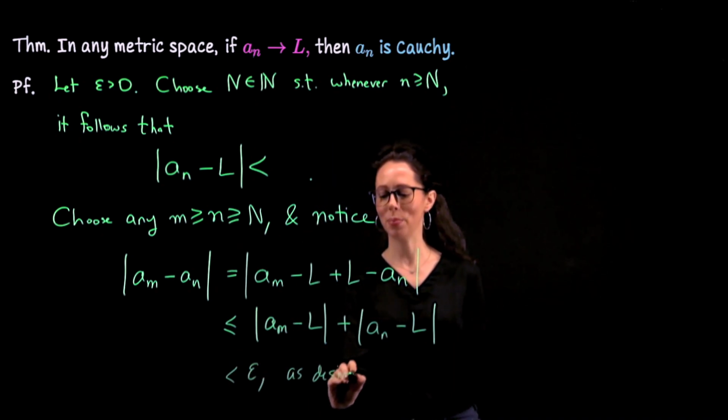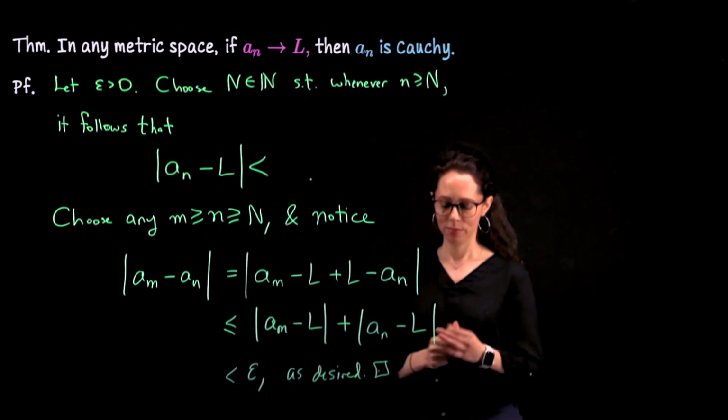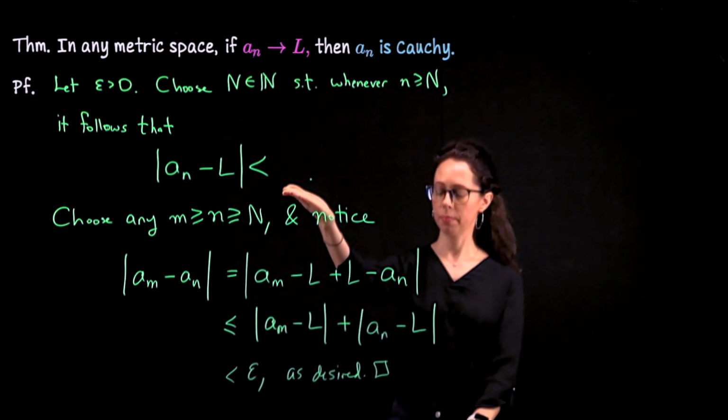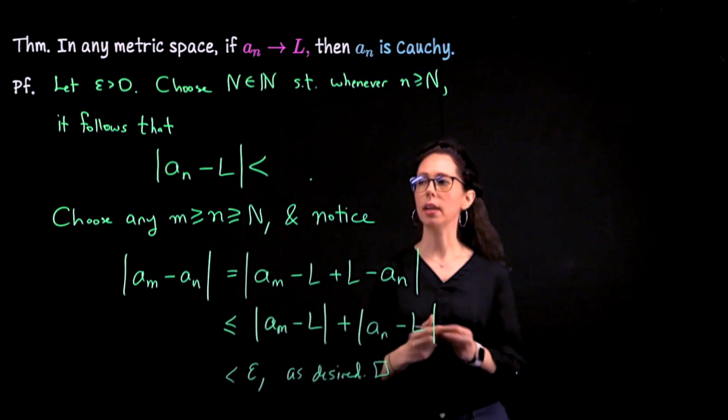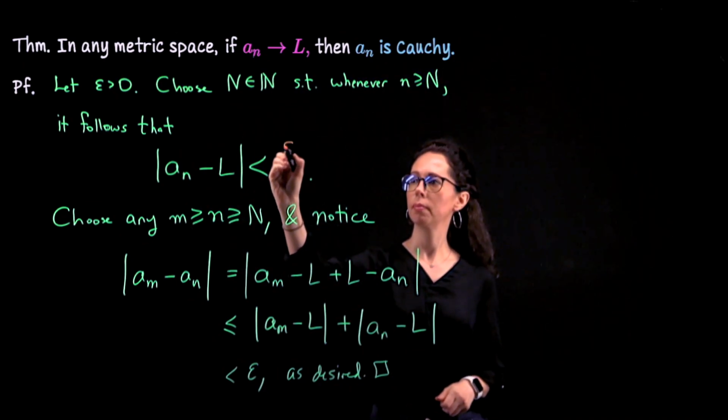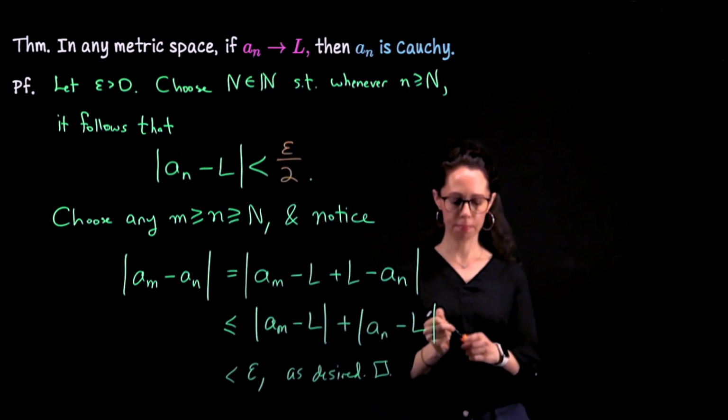Go ahead and wrap up the proof. What do I need to write here in order to get from this to epsilon? Epsilon over 2. And we are done.